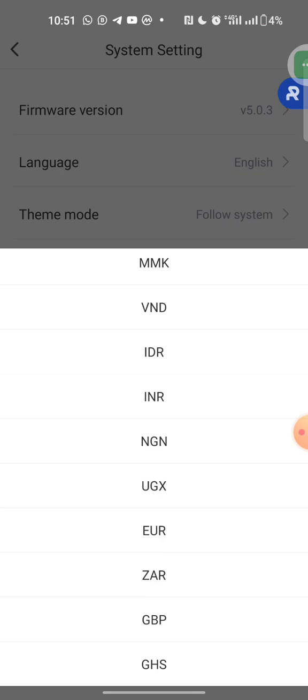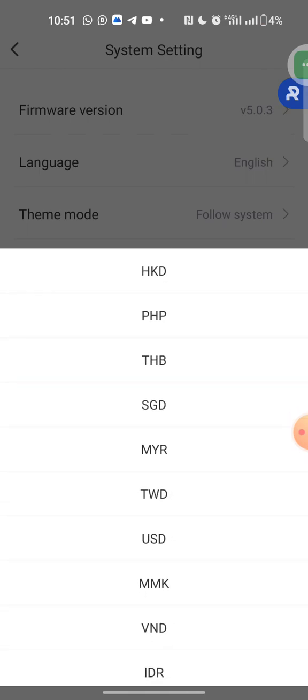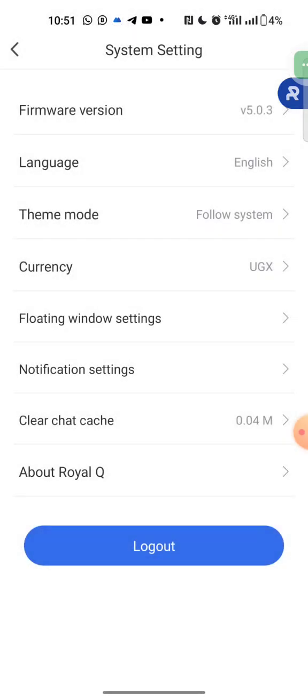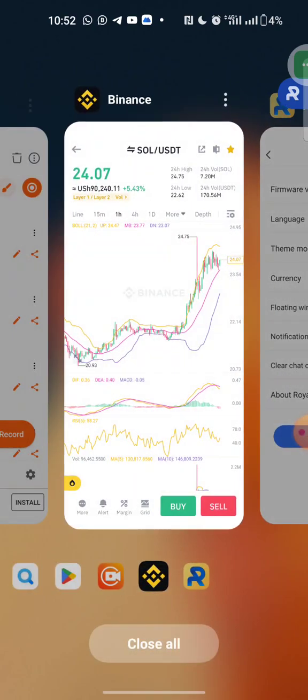But also, what can be done is you can reach out to me or type in the group which country you are in and which currency you use, and we shall be able to write to Royalq so that your currency gets displayed. Now let's get back to the graphs as we said.